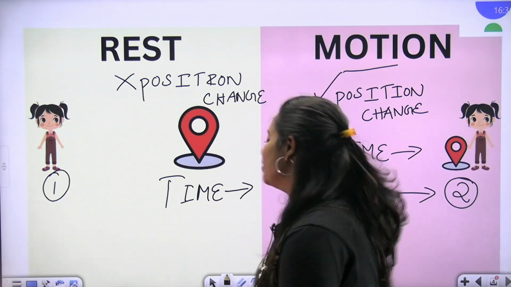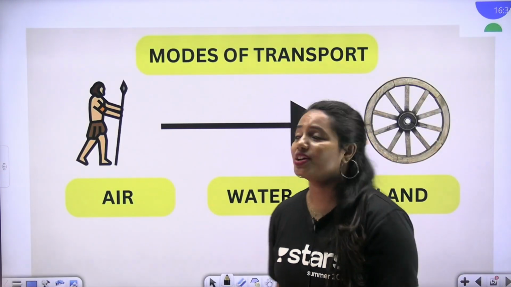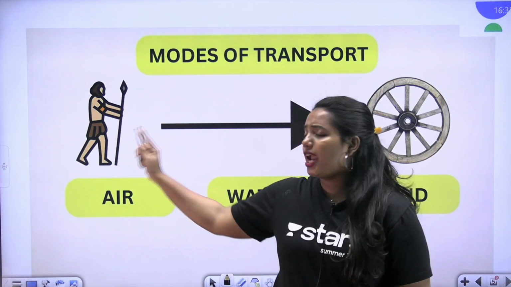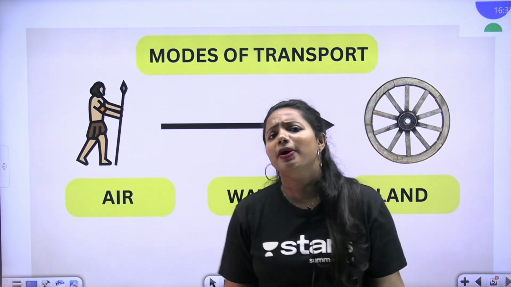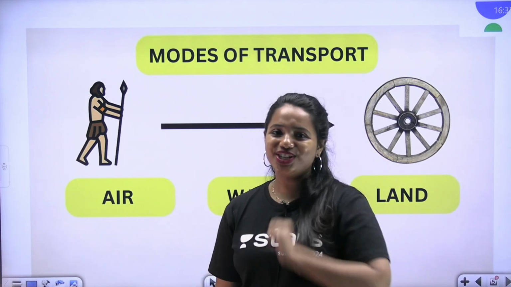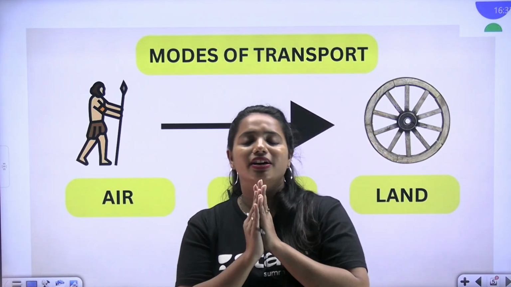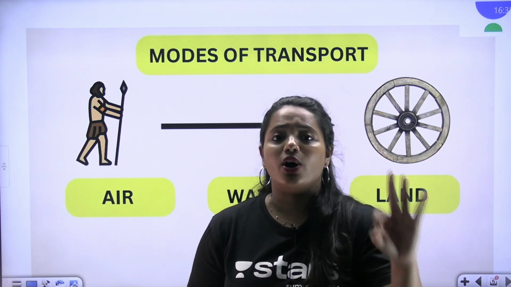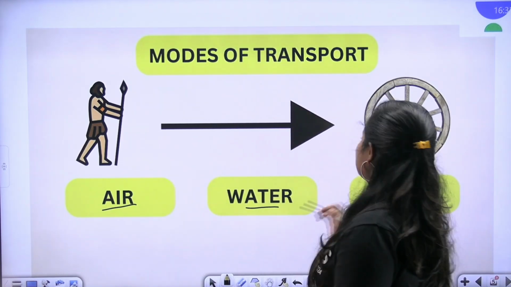Okay, now we are moving towards the next one, and look at it. It's all about modes of transport, and you can see that ancient people used to move from one place to another just by walking, but by the invention of the wheel, a lot of advancements happened. And today we will be learning about mainly 3 types of modes, and here they are: air, water, and land.